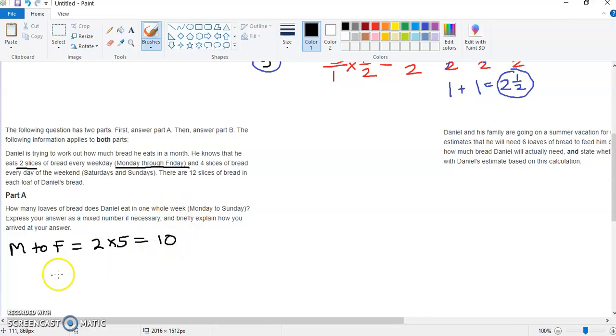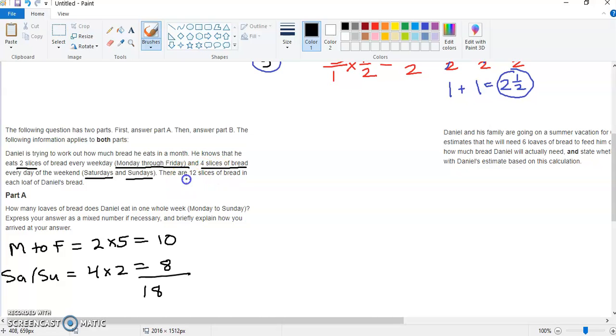Monday to Friday. And we know that on Saturday and Sunday, he'll eat 4 slices of bread for both Saturday and Sunday. So that's 4 slices of bread for 2 days, so that's 8 slices. So throughout the week, if you add 10 plus 8, that's 18 slices of bread.